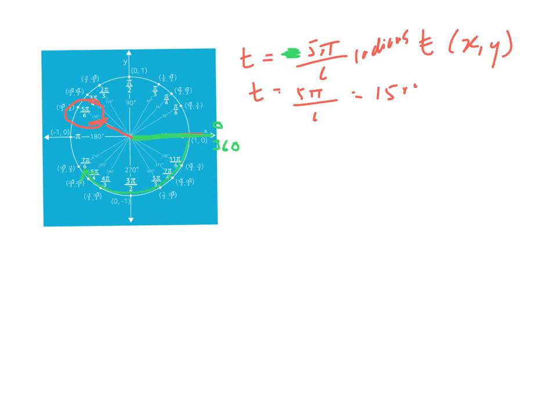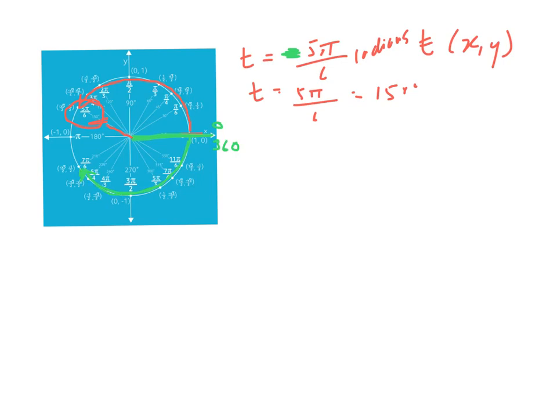So if it were positive and we wanted to go to 5 pi over 6, we would go this way and say, oh, 5 pi over 6 is 150 degrees. But what we're going to do is negative 5 pi over 6. So we just go negative 5 pi over 6 in the other direction.